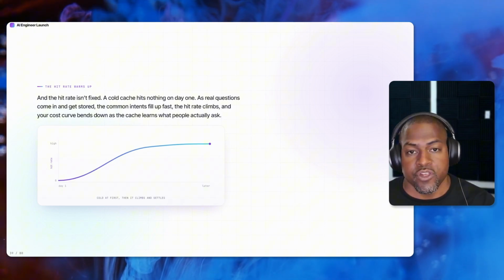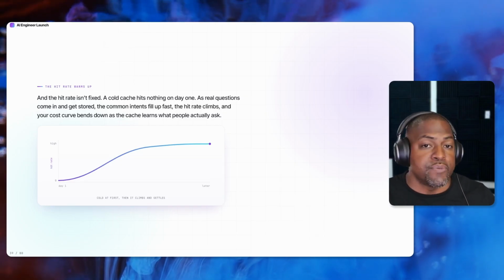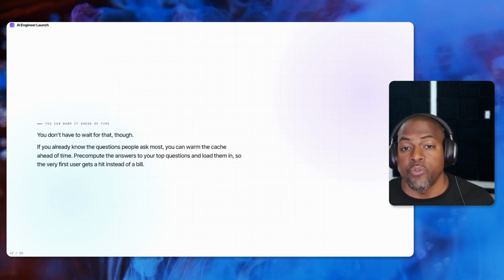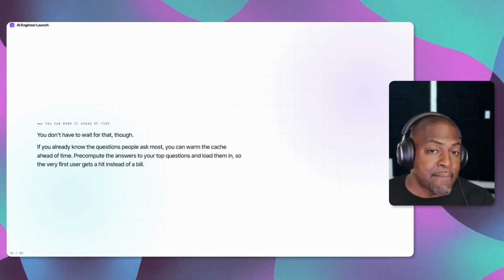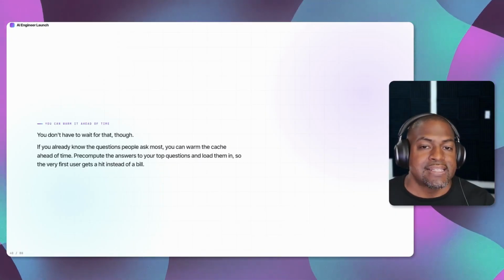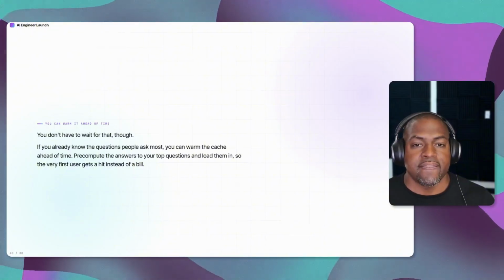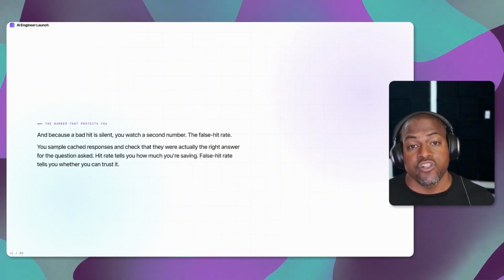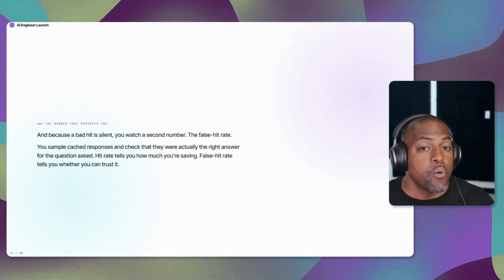If you already know the questions people ask most, you can warm the cache ahead of time, pre-compute the answers to your top questions and load them in. So the very first user gets a hit instead of a bill. And because a bad hit is silent, you watch a second number, the false hit rate. You sample cache responses and check that they were actually the right answer for the question asked. Your hit rate tells you how much you're saving. False hit rate tells you whether you can trust it.